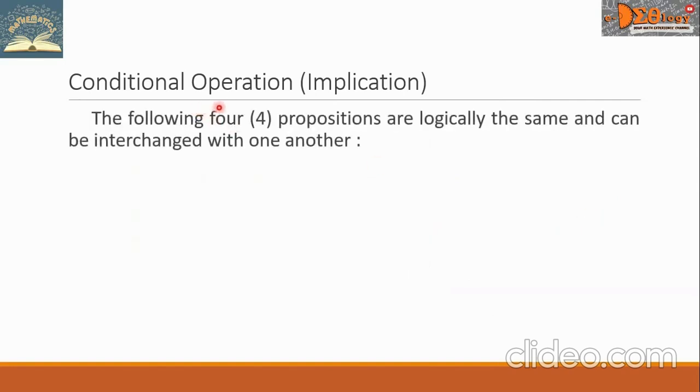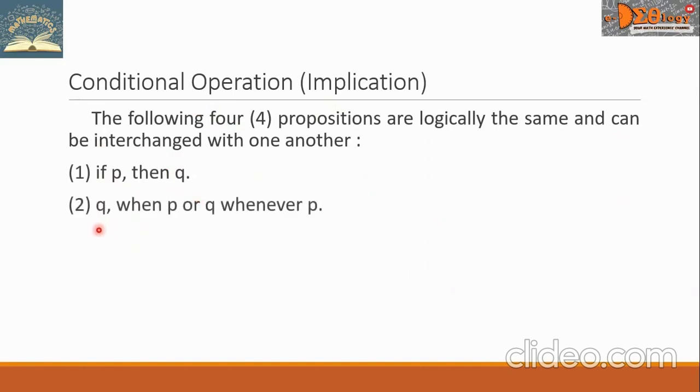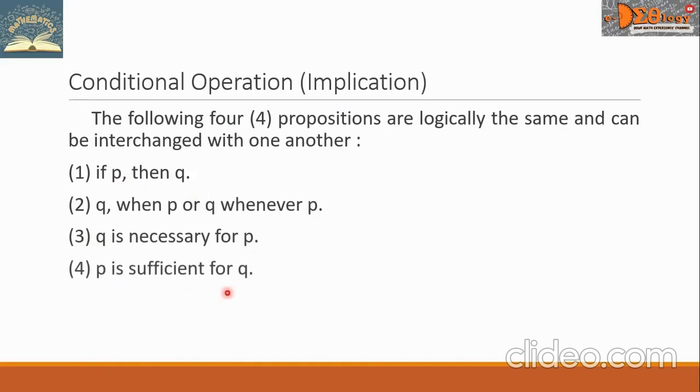The following four propositions are logically the same and can be interchanged with one another. Number 1, if P then Q. Second, Q when P, or Q whenever P. Third, Q is necessary for P. Number 4, P is sufficient for Q.